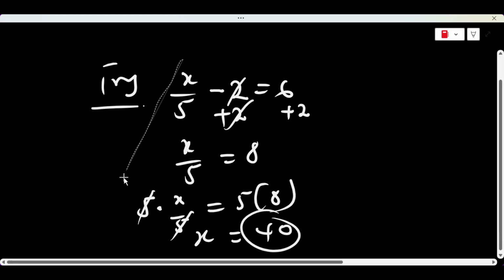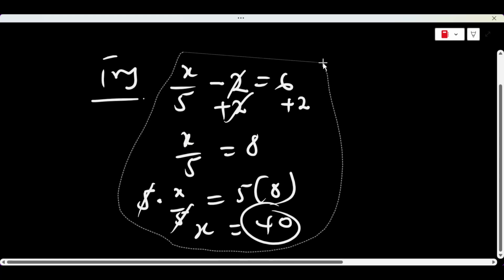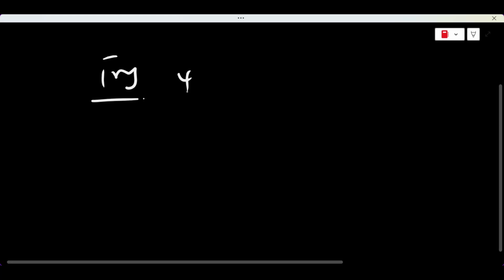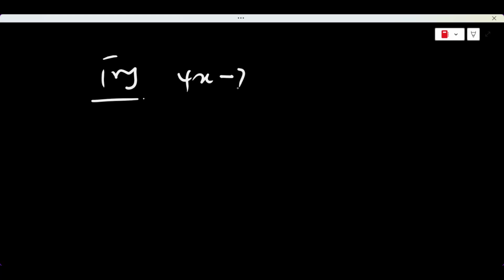So you can pause the video and try your hand on this last one. We have 4x minus 7 equals 13. The first thing to do is to undo the negative 7 using the inverse operation, which is positive 7. And do the same thing to the other side as well. So this and this cancel out. We are left with 4x equals 13 plus 7, which is 20.